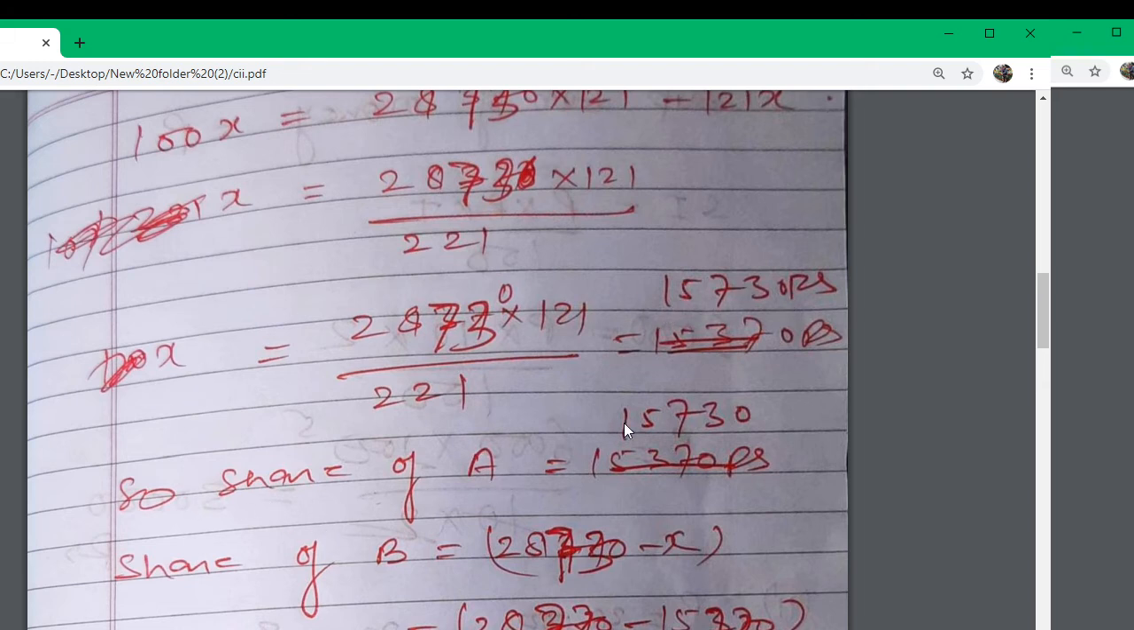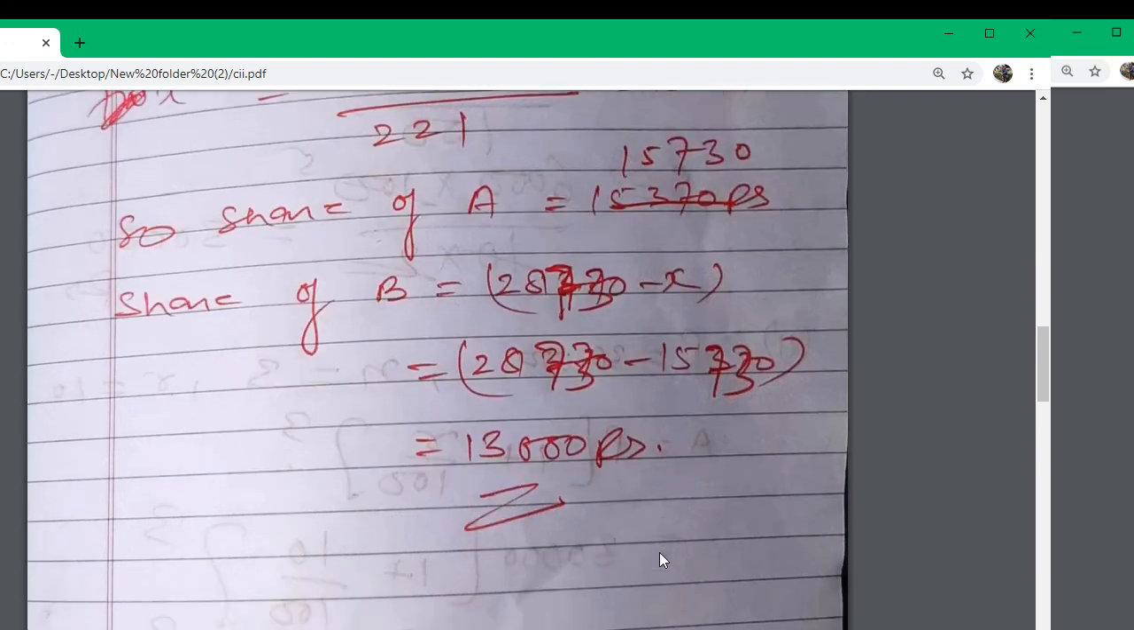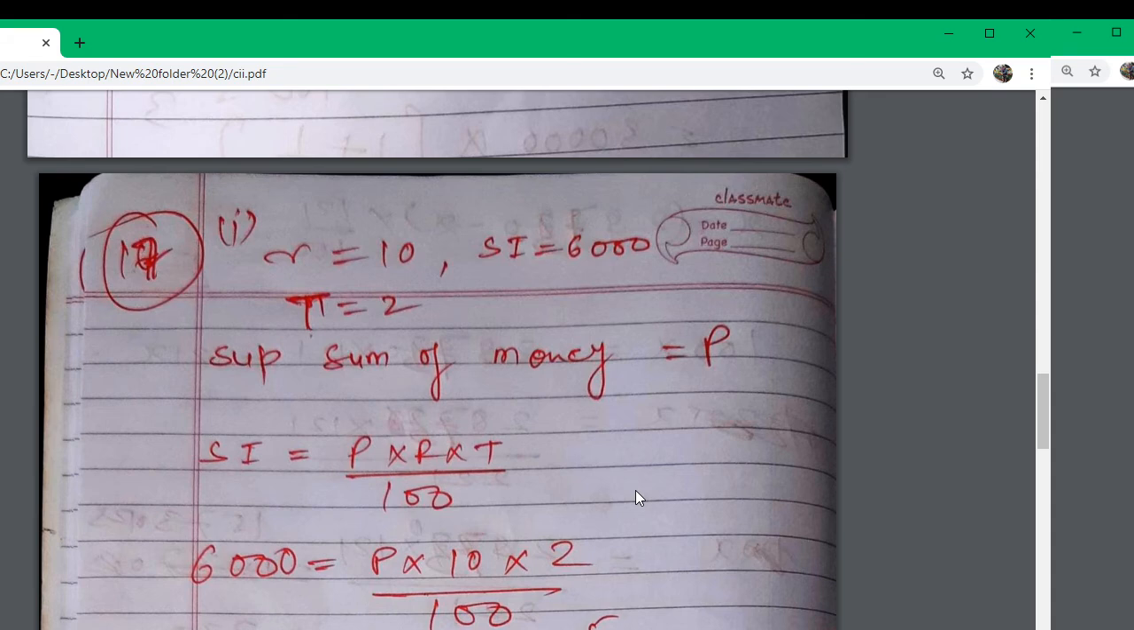That means share of A is equal to 15,730. So share of B will be 28730 minus x. Minus 15,730 from here, you will get the amount 13,000 for B. This is the solution of question number 15. Question number 16 is very similar to question number 15, so I am not doing question number 16 here. Do question number 16 on your own. And now I am going to explain question number 17.